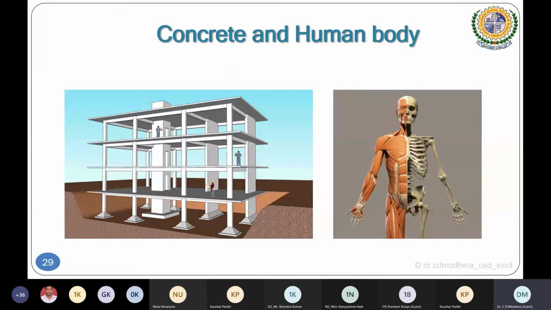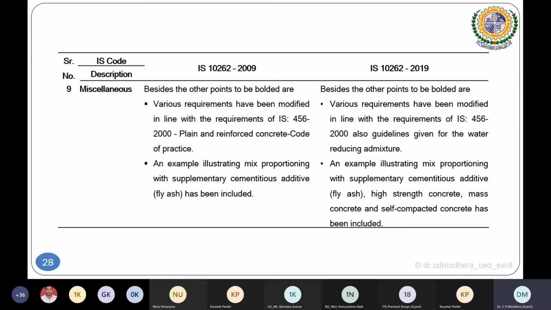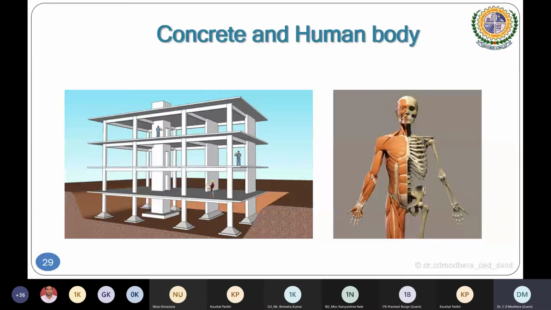So we are talking about concrete. I think we have very much scope to discuss this topic, but still I have given a few basic things: how it is different and what is included. So 2019 is better than all the previous IS codes, 1982 and 2009.